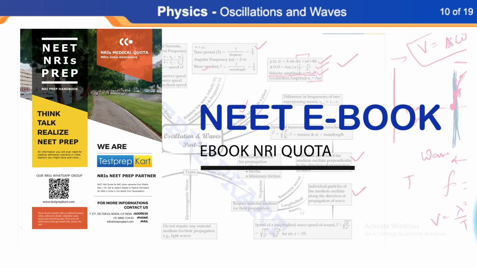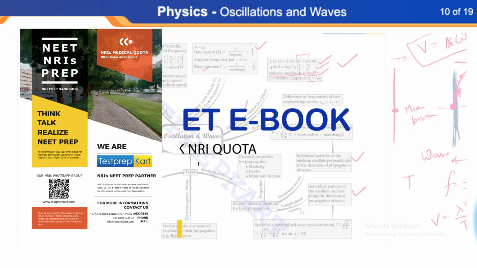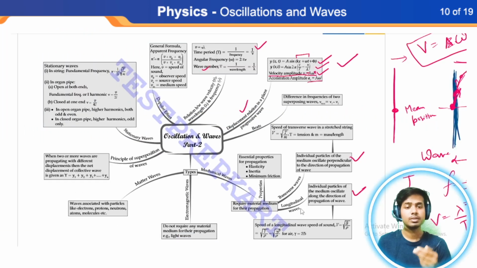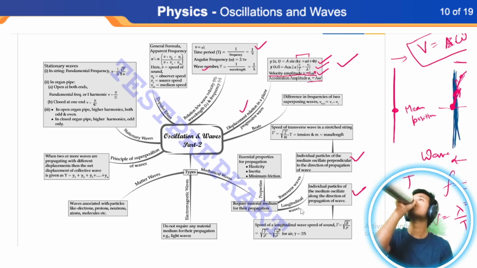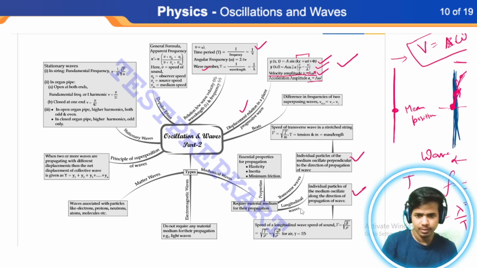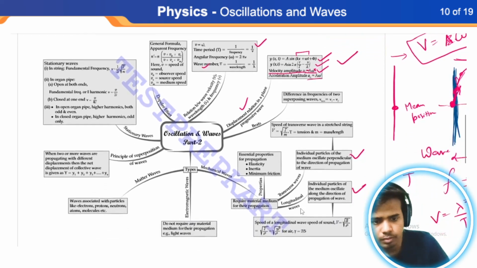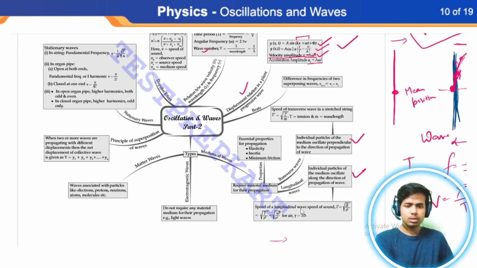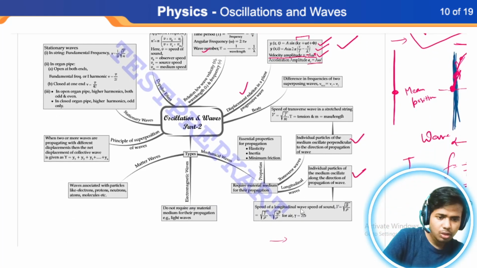It actually signifies that in a time period, how many number of wavelengths it has covered. So that was transverse wave and longitudinal wave.